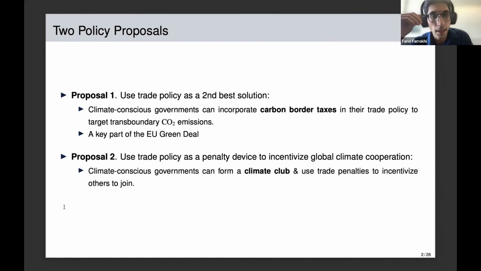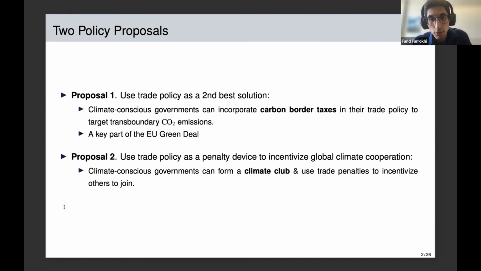So in proposal one, climate conscious governments can incorporate carbon border taxes, sometimes called carbon border adjustments, in their package of trade policy to influence CO2 emissions outside of their boundaries. And this is not just a theoretical possibility, this is now a key part of the EU Green Deal. But you can take another perspective on how to combine trade policy and climate policy, and that's proposal 2, in which climate conscious governments can form what we may call a climate club and use their collective trade penalties to incentivize otherwise reluctant governments to join the club.